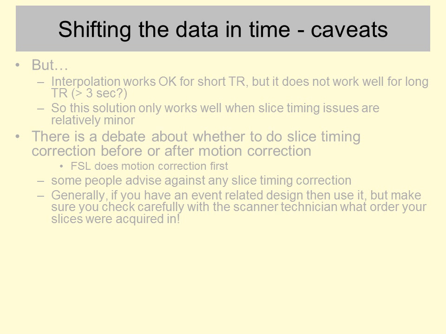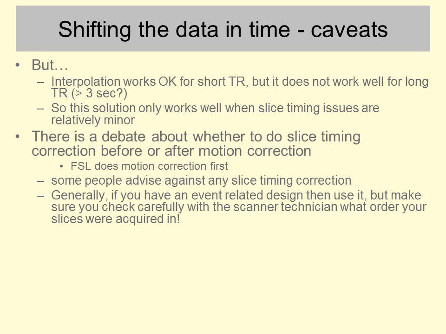But there are some caveats to this process. The interpolation, as you might have guessed from that diagram, is going to work quite well for relatively short TR, but once you've got a long TR, such as a 3-second or 4-second gap between acquisitions of volumes, then it gets a bit more like guesswork, doesn't it? So basically the problem with this solution is it works well when the slice timing issues are minor, but it doesn't work very well when the slice timing issues are large and problematic.